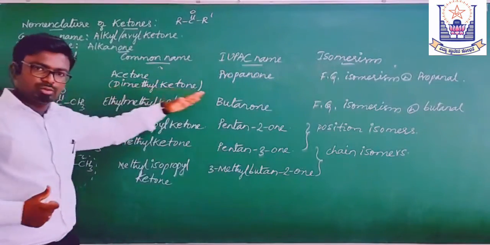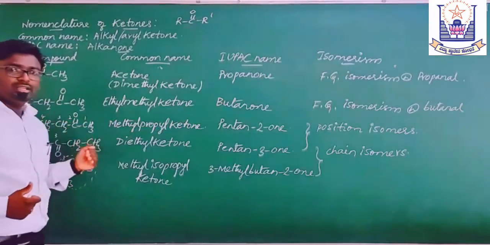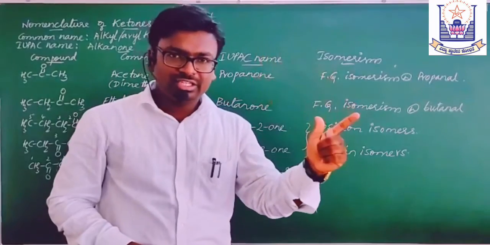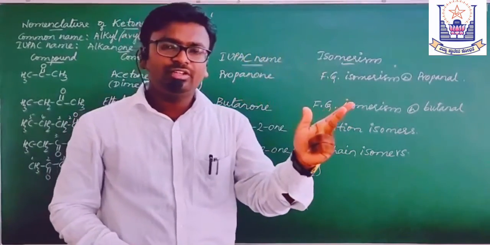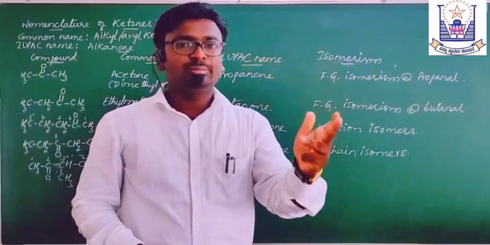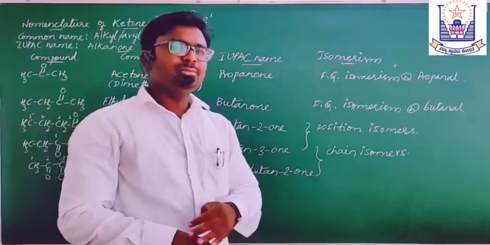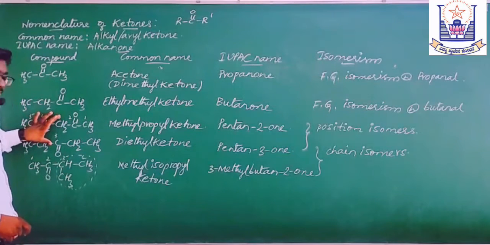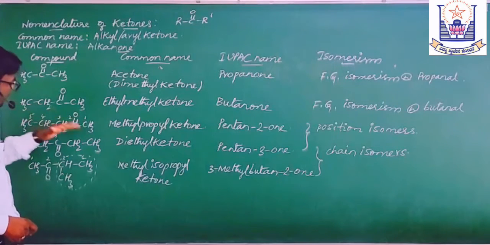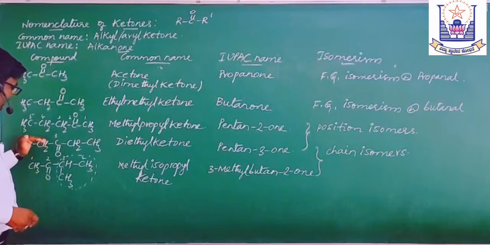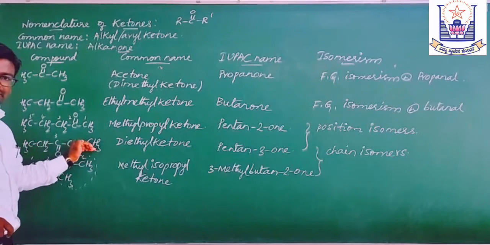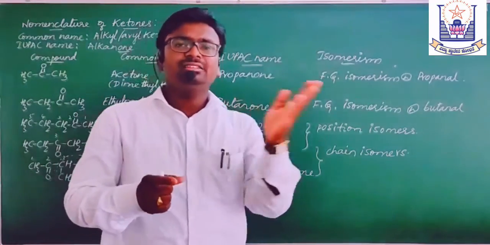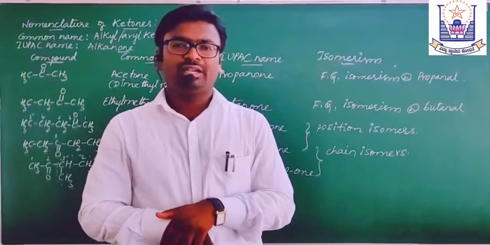The second one also. But the third one, that is pentanone, is able to exhibit position isomerism, chain isomerism, functional group isomerism, and also metamerism. So what is metamerism? For example, these two are called metamers. On this side you have propyl, on this side you have methyl. But when it comes to this one, this is ethyl, this is ethyl. So the difference in the groups on either side of the functional group is called metamerism.